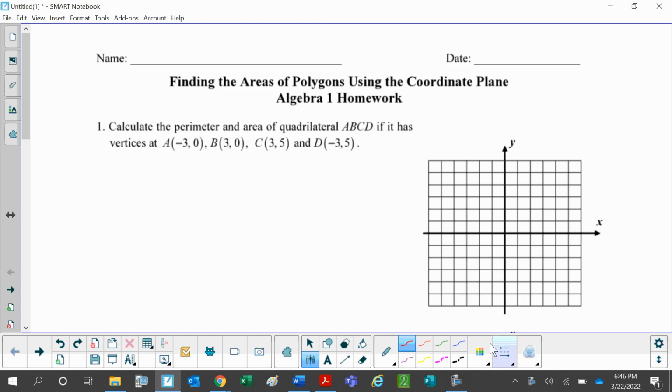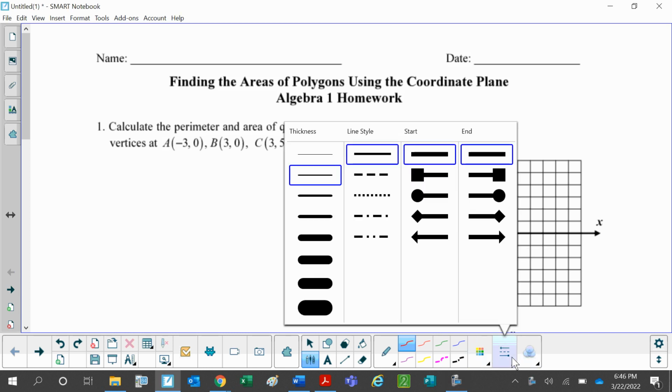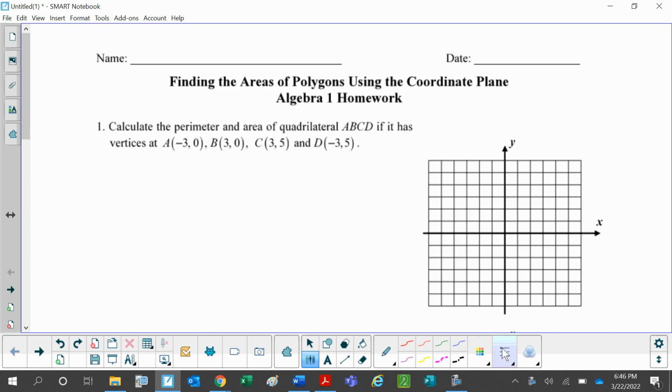Okay, so let's take a little bit of time and look at how to find area and perimeter of just polygons on a coordinate plane. So I'm looking at number one here, and I've got 4 points given. So let's graph these. Negative 3, 0 is right there. We've got 3, 0 over here. We've got 3, 5 up, 1, 2, 3, 4, 5, and we've got negative 3, 5 right there.